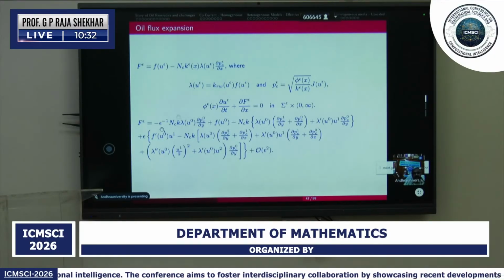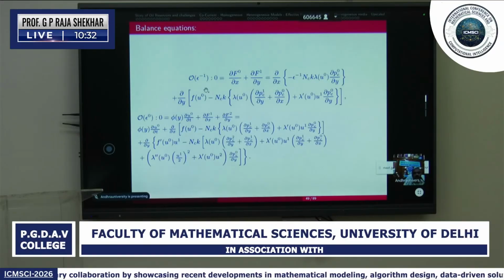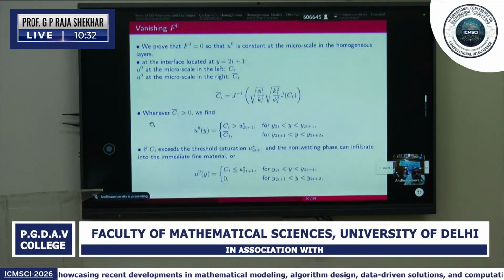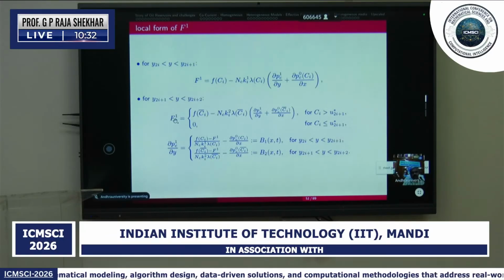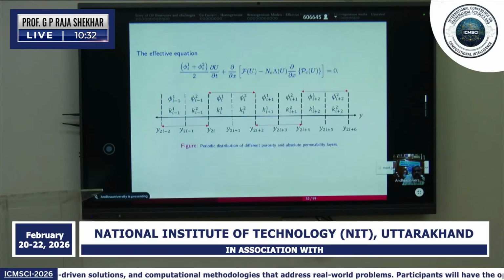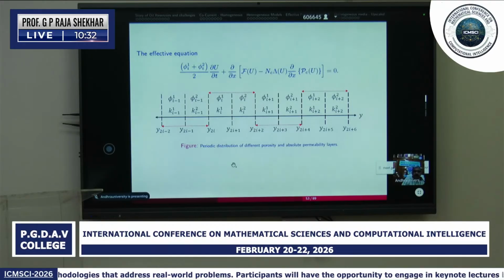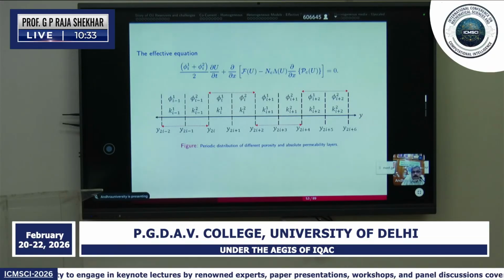Then the flux function is also done. This is the expansion of the flux function. Then collect the coefficient at each epsilon order. Then you get to the block structures, how the flux jumps from block to block. Then you get the effective equation. So, at the end of this homogenization process, you are capturing the local oscillations into this solution, which is called upscaling.